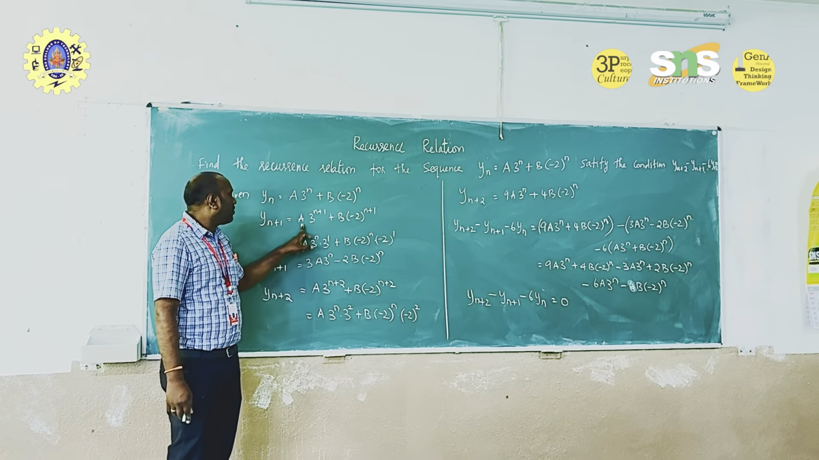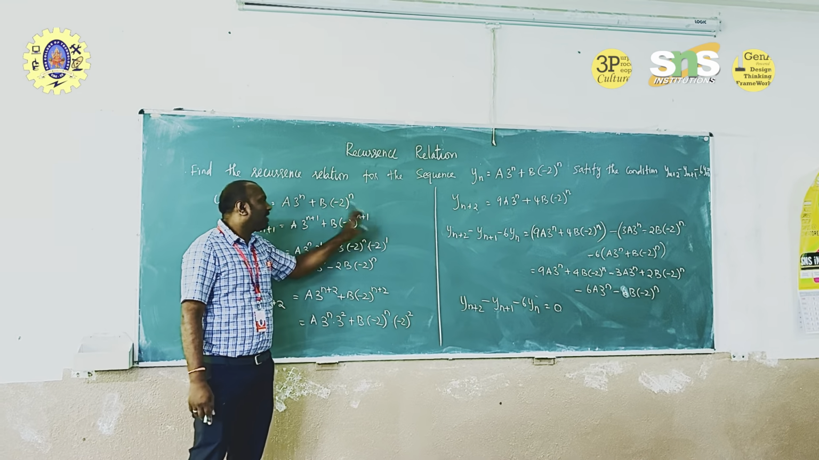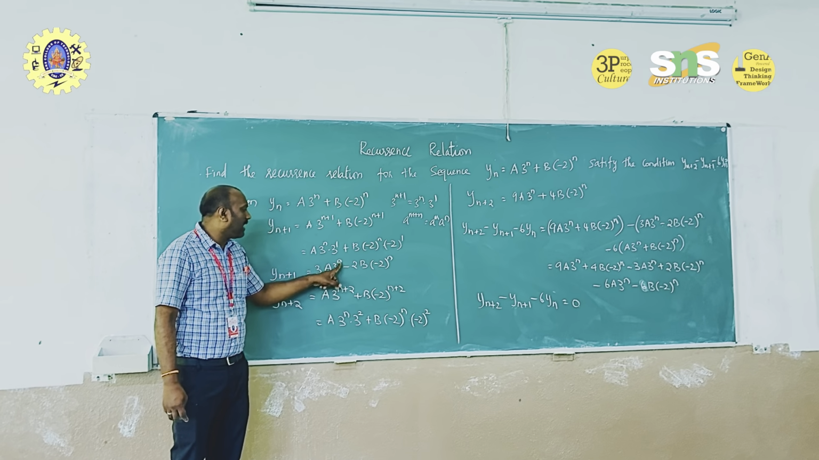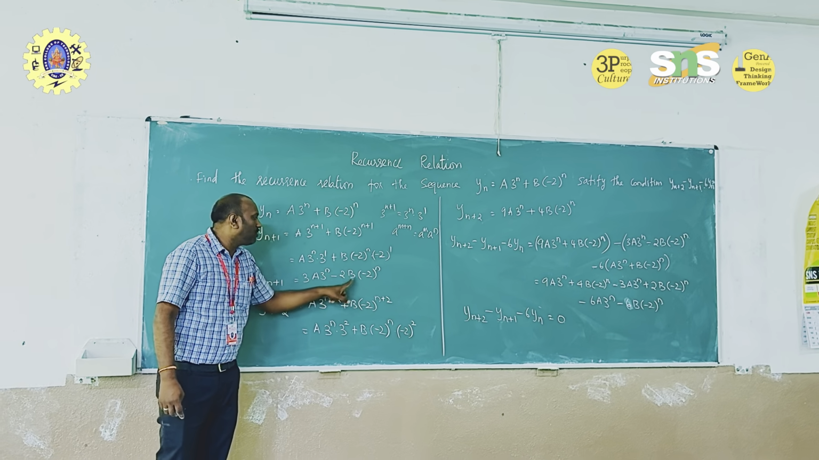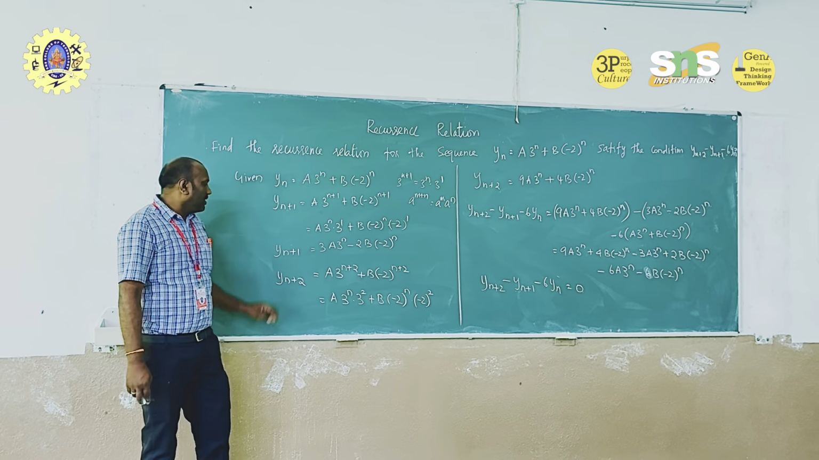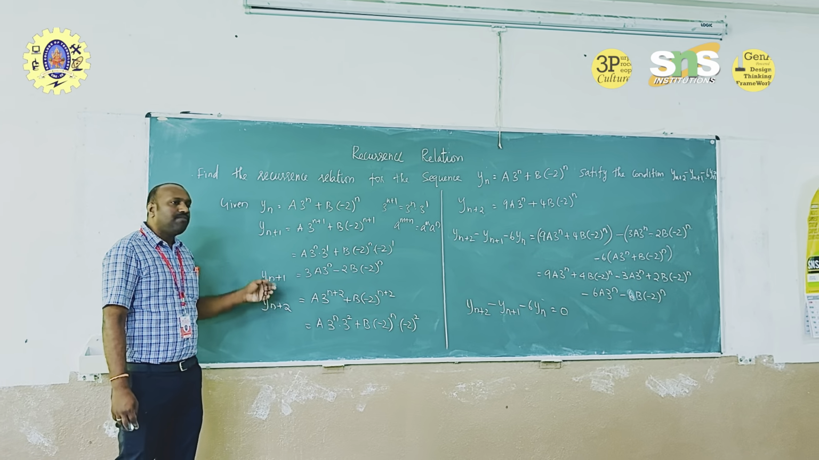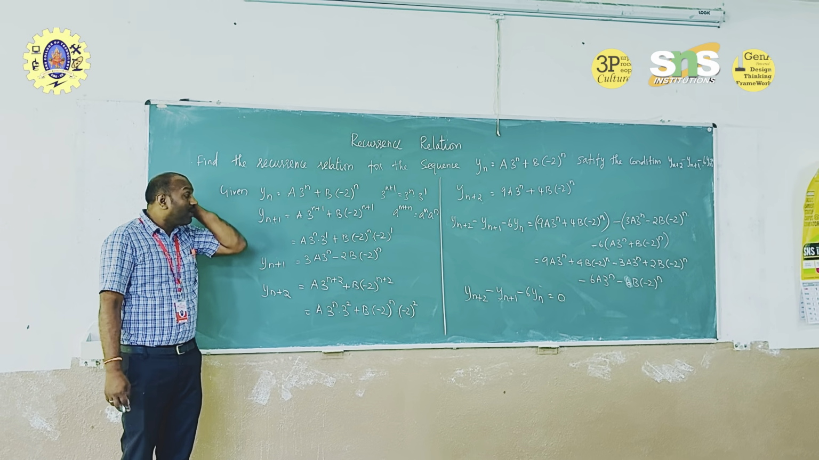So y(n+1) = a·3^(n+1) + b·(-2)^(n+1). We write 3^(n+1) as 3^n into 3^1, using the formula a^(m+n) = a^m into a^n. Applying this, we get a·3^n·3 + b·(-2)^n·(-2). So y(n+1) = 3a·3^n - 2b·(-2)^n.